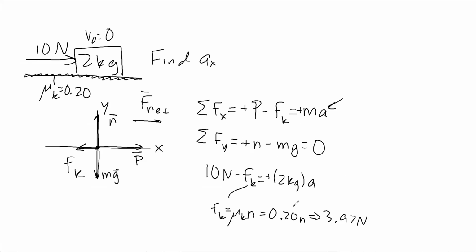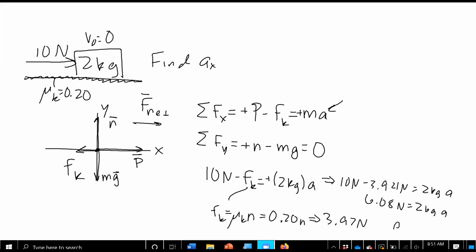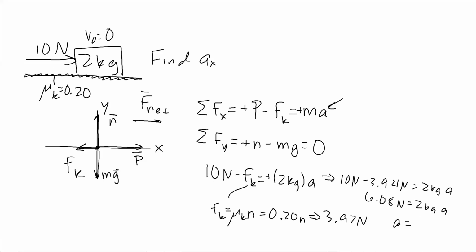And then plugging that into the friction force, we're going to get 10 newtons minus 3.92 newtons equals 2 kg times A. And so now there's an algebra problem. Well, 3.92 is pretty close to 4, so 10 newtons minus 3.92 is going to be pretty close to 6. You get 6.08 newtons equals 2 kilograms times A. And then our final result is that acceleration equals 3.04 meters per second squared.